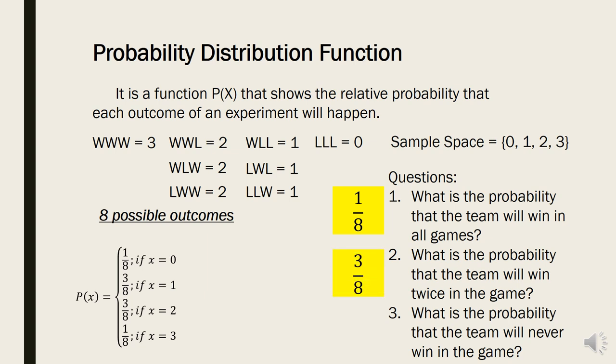Now, number 3. What is the probability that a team will never win in the game? Okay, what is our X here? X is equal to 0. Therefore, the value is 1/8. So, those are now the answers to the questions.